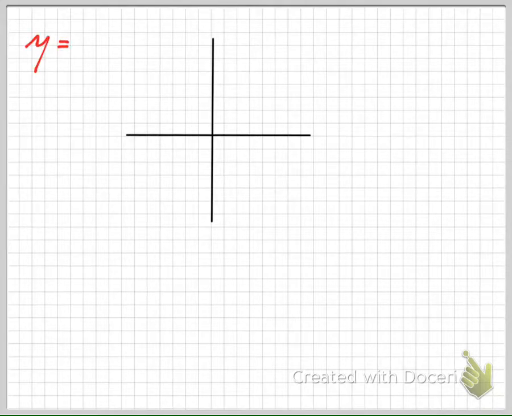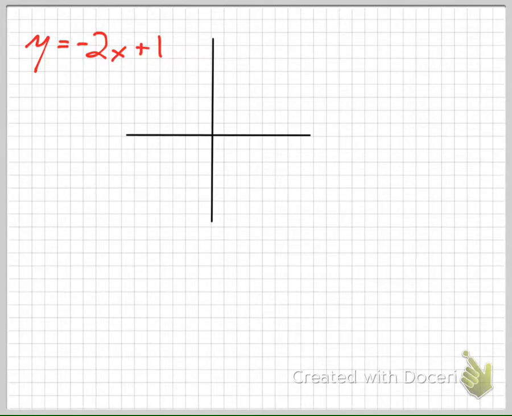Anyway, I'll give you another one. Okay, here we go. Y equals, ooh, this is going to be a good one. Well, we'll do one more that's easy. Y equals -2x plus 1. Okay, graph that for me.